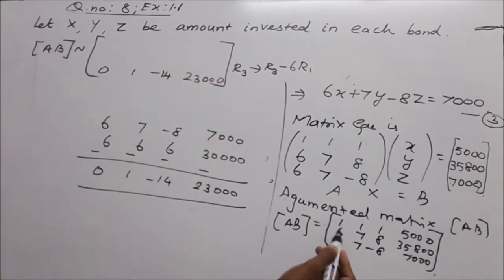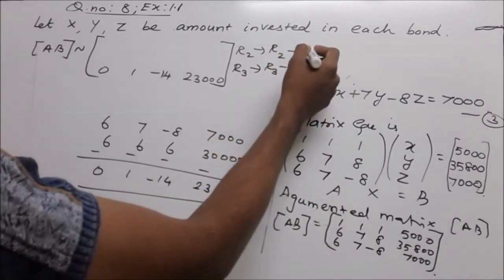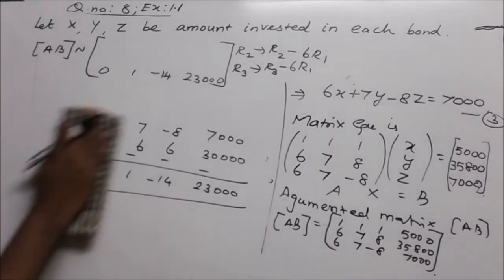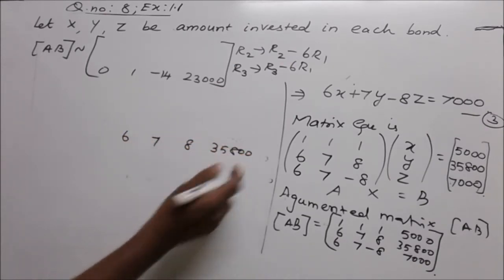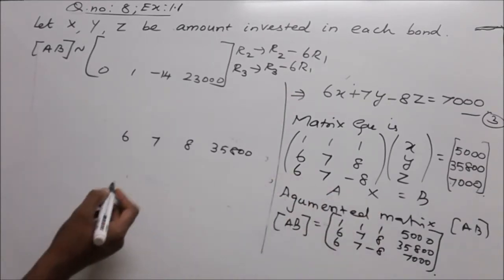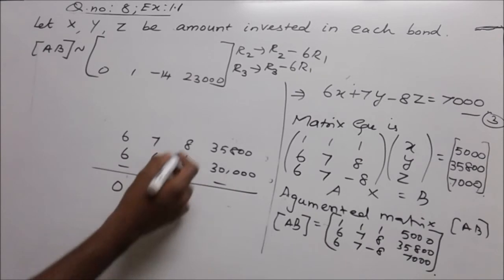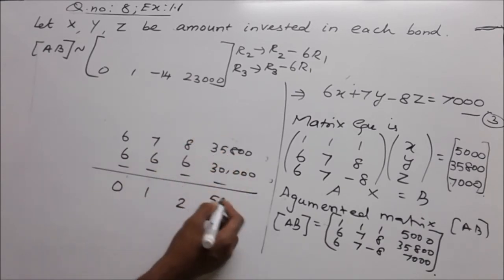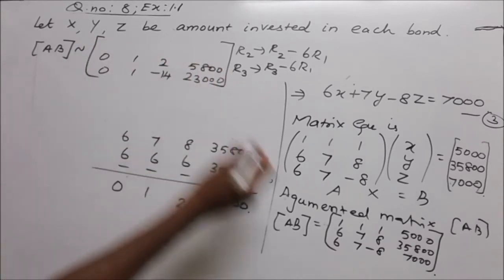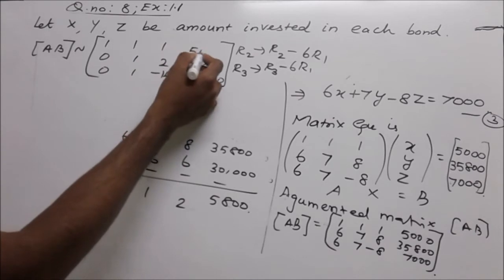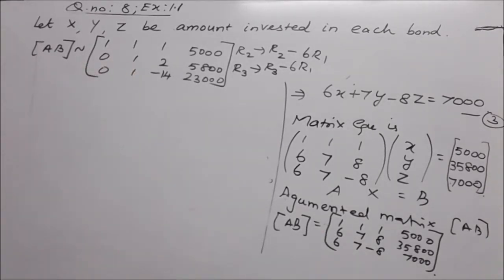The second iteration, again here we have 6. So R2 tends to R2 minus 6 R1. R2 is 6, 7, 8, 35,800. Then multiply R1 by 6, 30,000. Subtracting, we have 0, 1, 2, 5,800. Write in the second row 0, 1, 2, 5,800. There is no change in the first row. You can write it as given in the question, 5,000. Now, we should make this 1 as 0. Then we will get an equivalent form.